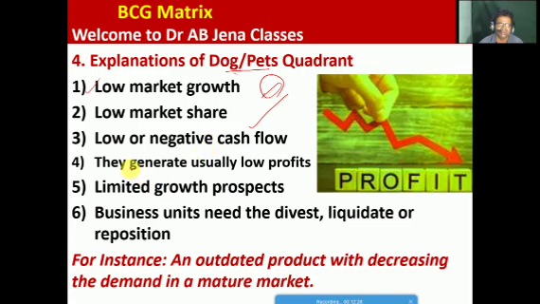The business units and the company generate low profits, and the product lines or product units will have limited growth prospects. So business units need to divest, liquidate or reposition. Reposition means, friends, that the product will be remodified, and after repositioning, the business unit and the company will offer it to the market again. For example, an outdated product with declining demand in a mature market.